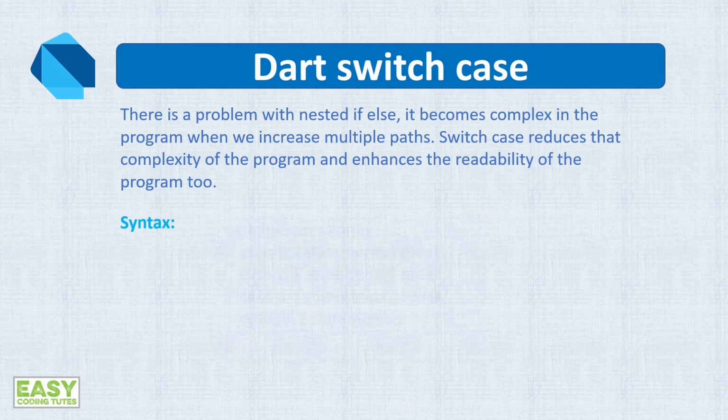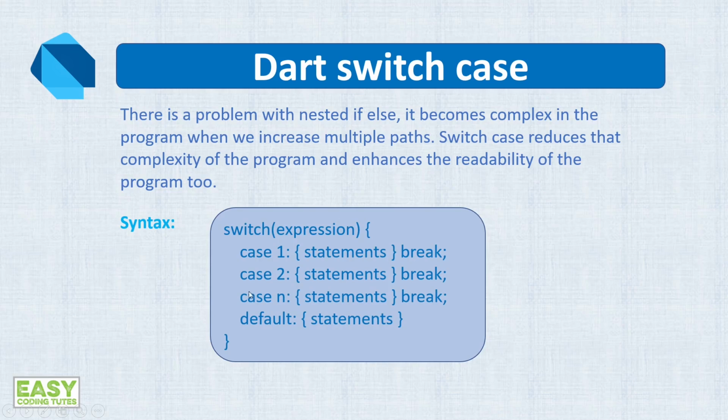So here we have a syntax for the switch statement. We have a switch keyword, and in brackets we have an expression. Then we have opening and closing braces. This is the block of the switch statement. Inside that we have a number of cases with their blocks along with break statements, and at last we have a default statement also. In switch case we give an expression or condition, and inside the switch block we have a number of cases to match that expression.